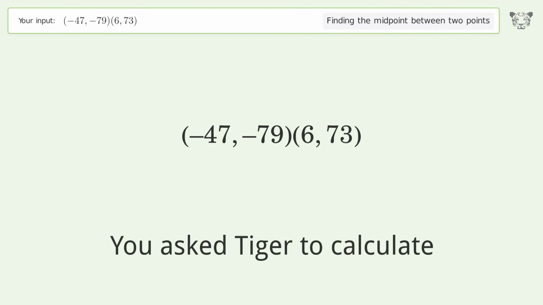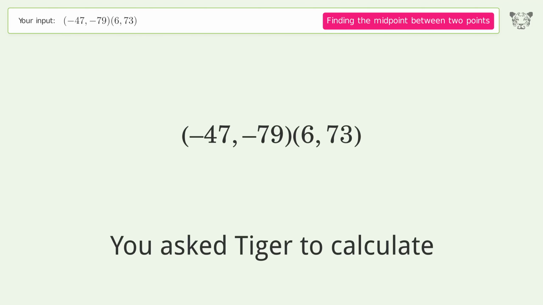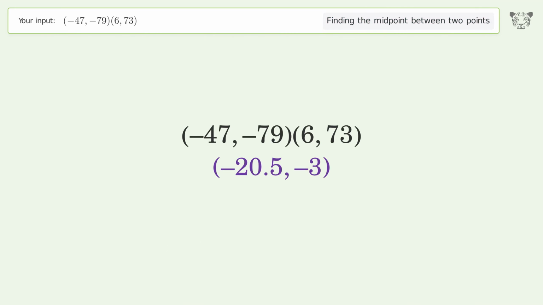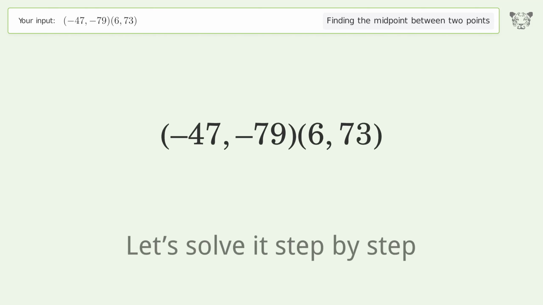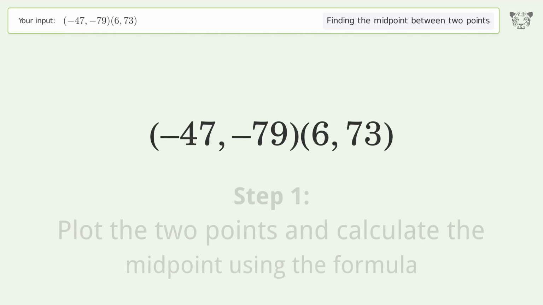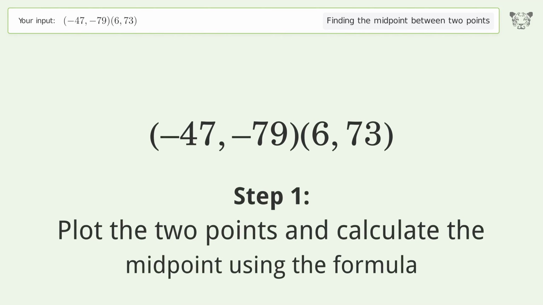You ask Tiger to calculate. This deals with finding the midpoint between 2 points. The midpoint between the 2 points is -20.5, -3. Let's solve it step by step. Plot the 2 points and calculate the midpoint using the formula.